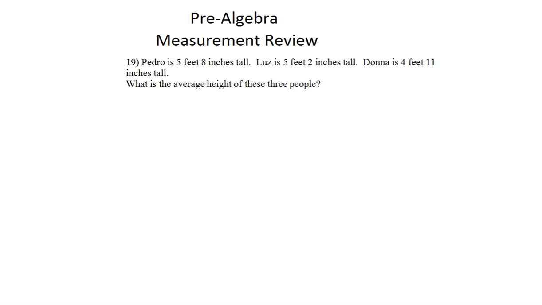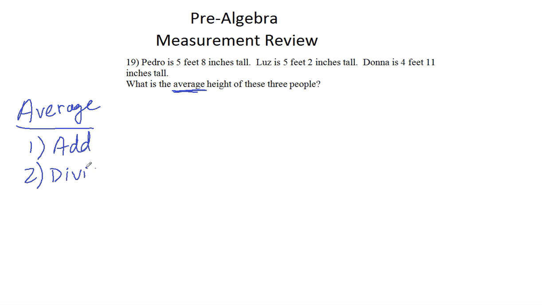So again, like in a previous problem, we are doing average. Just to remind us, when we do average, first we're going to add all the numbers, and then second we are going to divide by how many numbers we added. Last time it was how many marathons we ran. This time it's going to be how many people. And what you want to remember is that 5 feet 8 inches, even though that's 2 numbers, is 1 height. It's 1 person we're talking about.